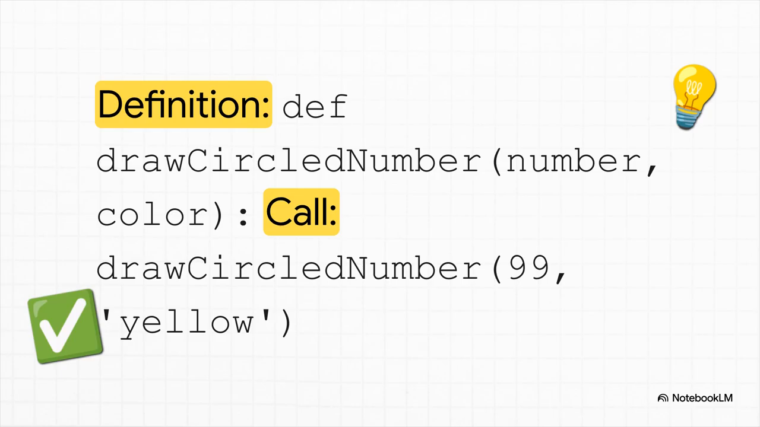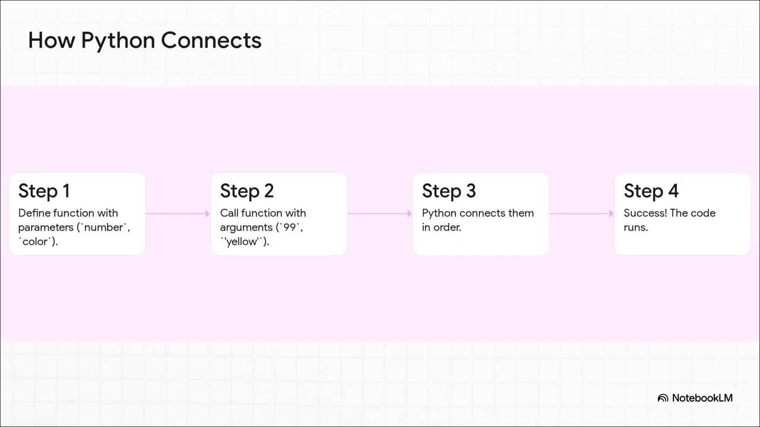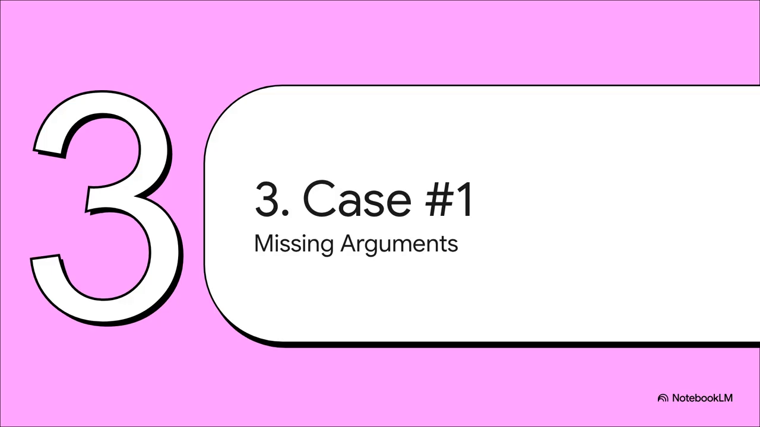In the function definition, number and color are our parameters. They're the placeholders. Then, down in the function call, the number 99 and the string yellow are our arguments, the real values. Python sees this and just connects the dots. Easy. So you see the flow, right? One, you define your function with its parameters. Two, you call it with arguments that match. Three, Python connects that first argument to the first parameter, the second to the second, and so on. If it all lines up, success. Your code runs perfectly.